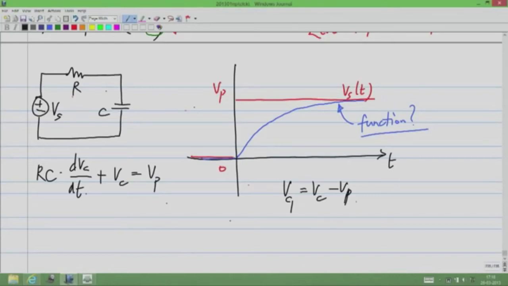Now please tell me, so Vp is a constant, so keep this in mind. So what will be dVc1 by dt? What is this going to be? If Vc1 is Vc minus Vp, what is dVc1?